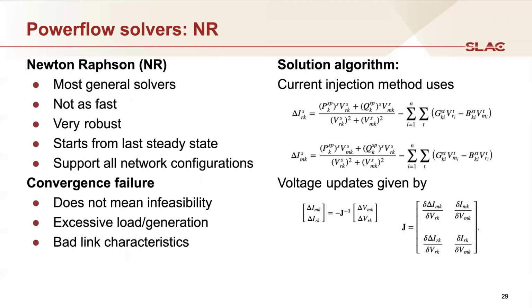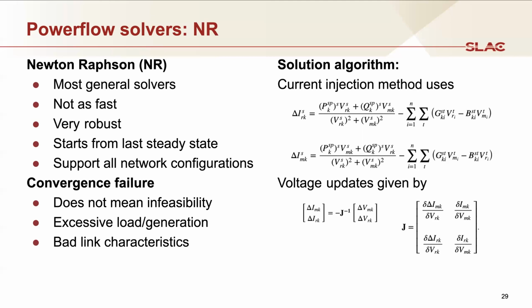One thing to be always aware of is that failure to converge does not necessarily mean that this network is infeasible. It simply means that the numerical methodology doesn't work. I think there's often some confusion that because we can't solve the network, that means the network actually isn't a feasible network, or vice versa, that infeasible networks are necessarily not solvable.